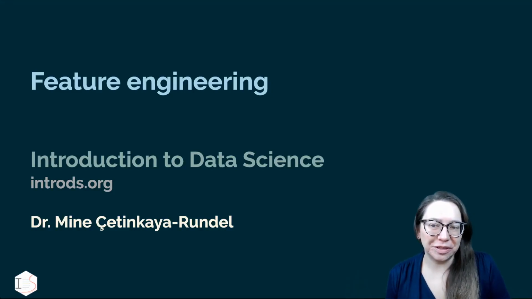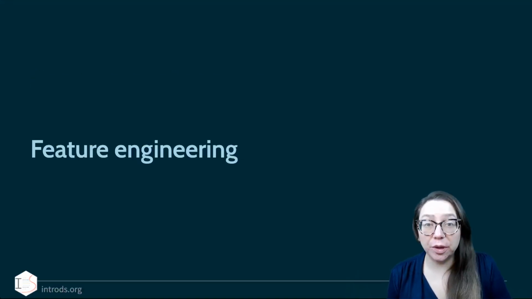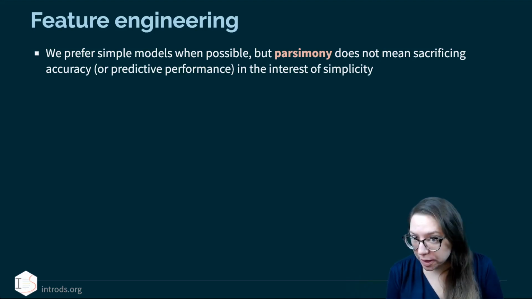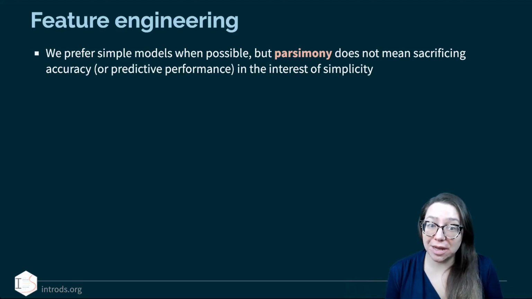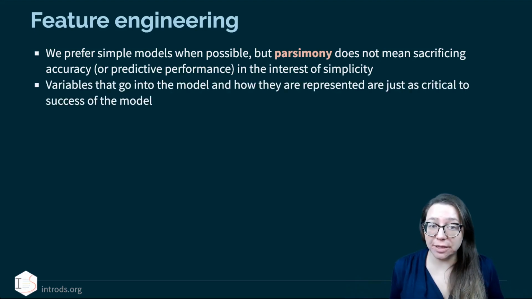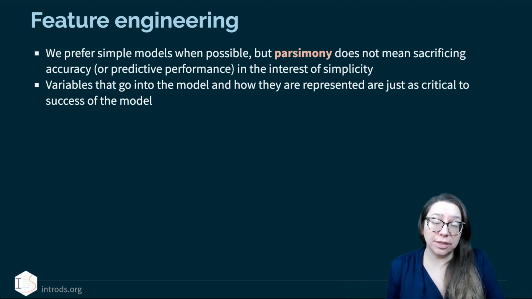Hi, in this video we're going to talk about feature engineering. So what do I mean by feature engineering? Remember that we talked about this notion of parsimony, that we prefer simple models when possible, but parsimony does not mean sacrificing accuracy or predictive performance in the interest of simplicity. So variables that go into the model and how they're represented are just as critical to the success of the model as other things we can think about.